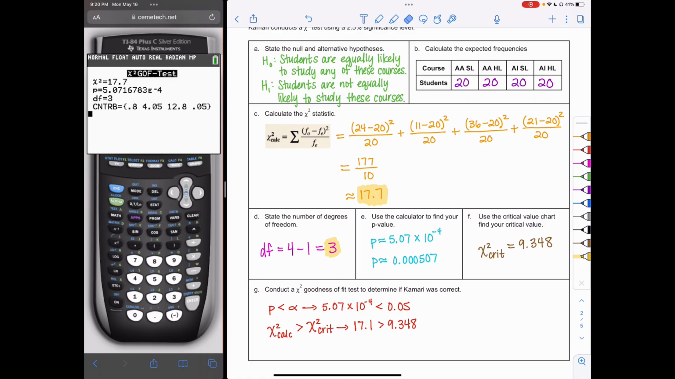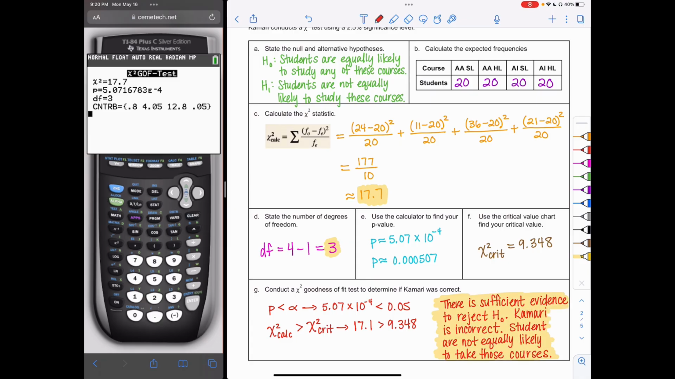And from there, we know that we can say that there is sufficient evidence to reject the null hypothesis, and that means that Kamari is incorrect. Students are not equally likely to take those courses. So that is my solution there.